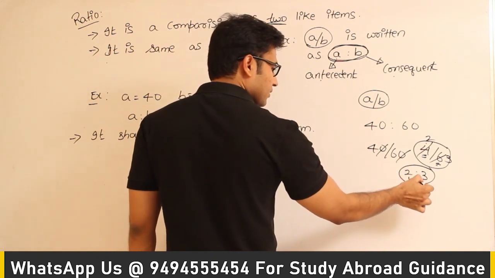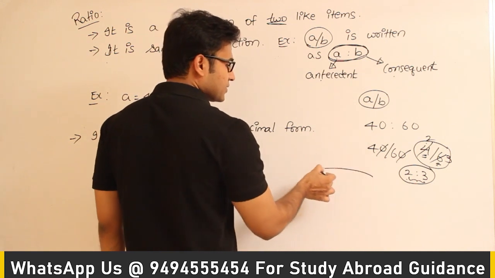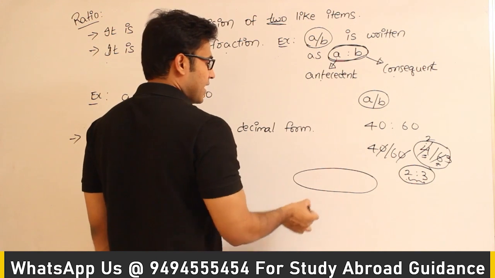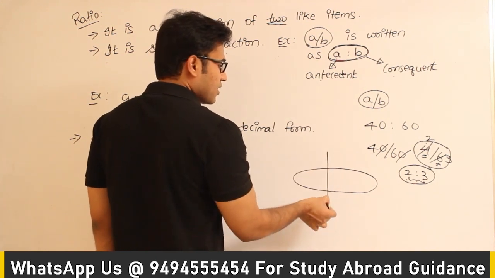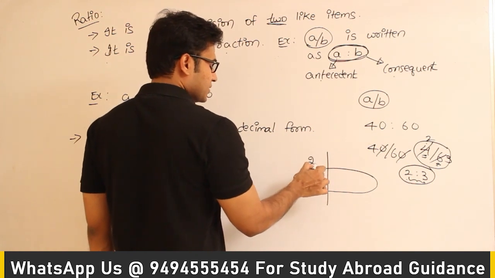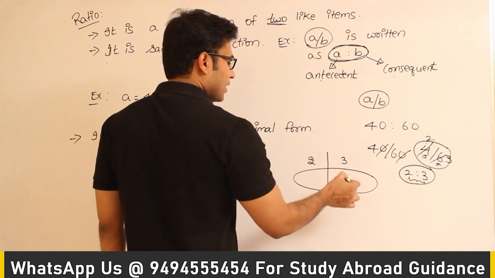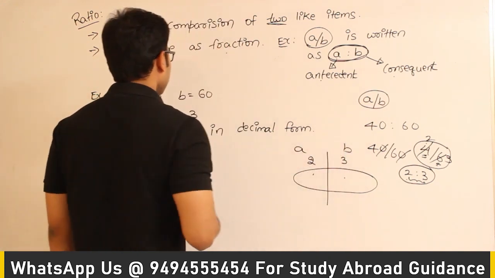Now one other way of understanding this ratio is, if you add these two, 2 plus 3 equal to 5. You can think of it like this. There is some quantity which is of 5 units, and I divide this quantity in two proportions in such a way that one side is going to get 2 parts and the other one is going to get 3 parts, and the total is 5 parts, then this is A and this is B.